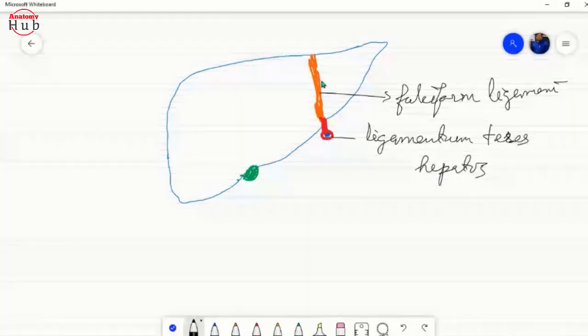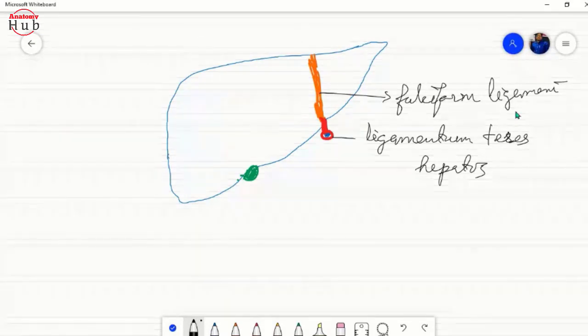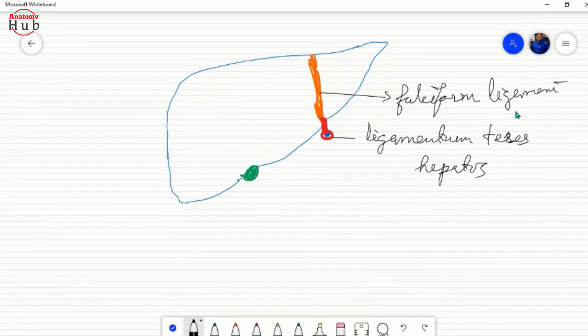So this orange color is the falciform ligament. This falciform ligament is nothing but the folds of peritoneum. Which peritoneum will that be, visceral or parietal? Parietal peritoneum. So the parietal peritoneum connects from the anterior abdominal wall to the anterior surface of the liver. That is known as the falciform ligament, and it holds this liver in its proper place anteriorly. And this falciform ligament anatomically divides the liver into two lobes.